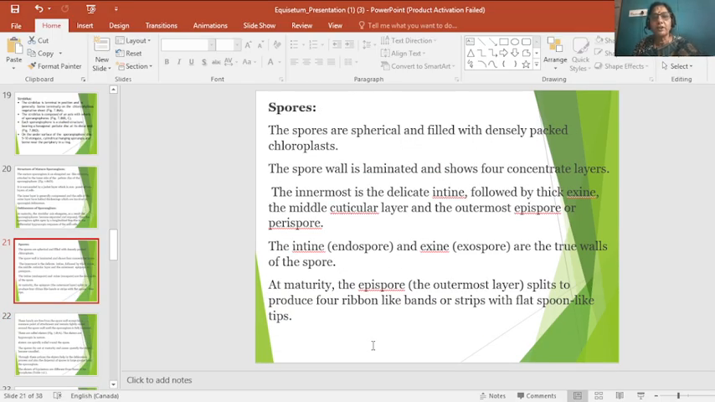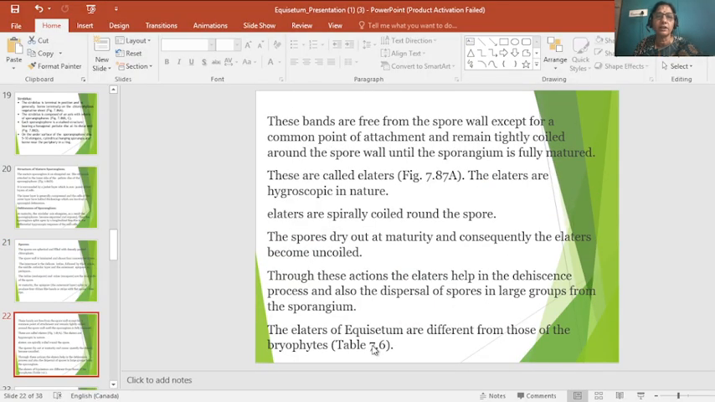The spores are spherical and filled with densely packed chloroplasts. Spore wall is laminated, and the spores show four concentric layers. Innermost is the delicate intine, followed by the thick exine, and middle cuticular layers, and the outermost epispore or the perispore. Intine and exine are the true walls of the spore. At maturity, the epispore splits to produce four ribbon-like bands with flat spoon-like tips. The bands are free from the spore wall except for a common point of attachment and remain tightly coiled around the spore wall until the sporangium is fully matured. They are called elaters.